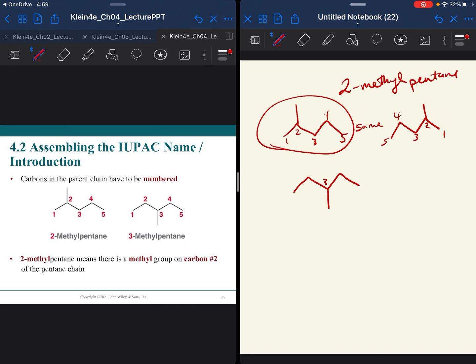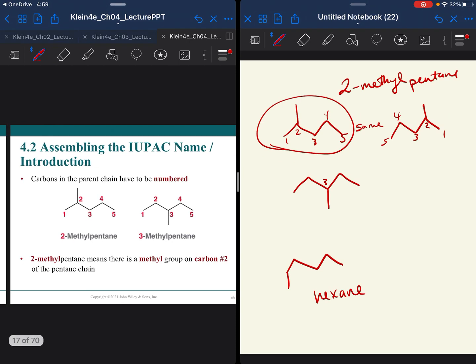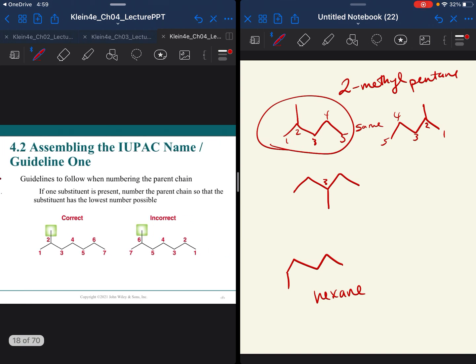There is no 1-methylpentane, right? If we did this, well, that's just hexane. We just drew it a little different. You cannot have a 1-methylpentane here or a 4-methylpentane. Certainly not a 5-methylpentane. So you can see this is just another example using a methylheptane. You can have this 2-methylheptane, but not 6, because you want to give the lowest number possible.